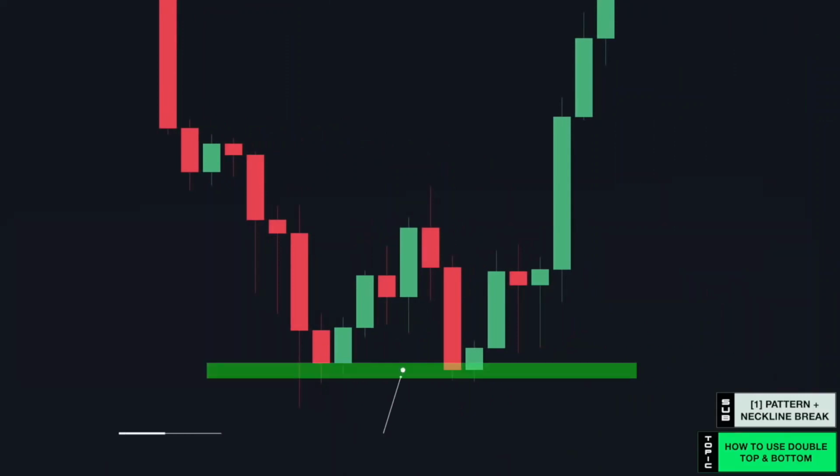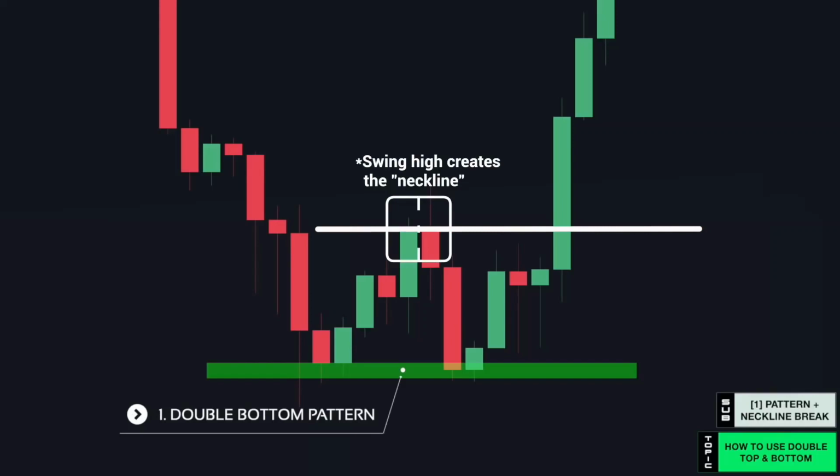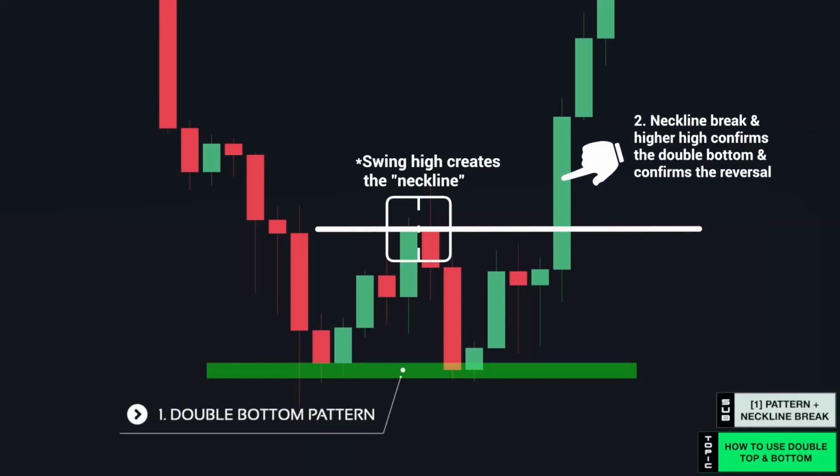Going the other way. You first have your double bottom pattern that forms. Neckline here because of the recent swing high. Now once price breaks the neckline and makes a higher high, you would take a breakout entry long as the reversal and trend change is now confirmed.